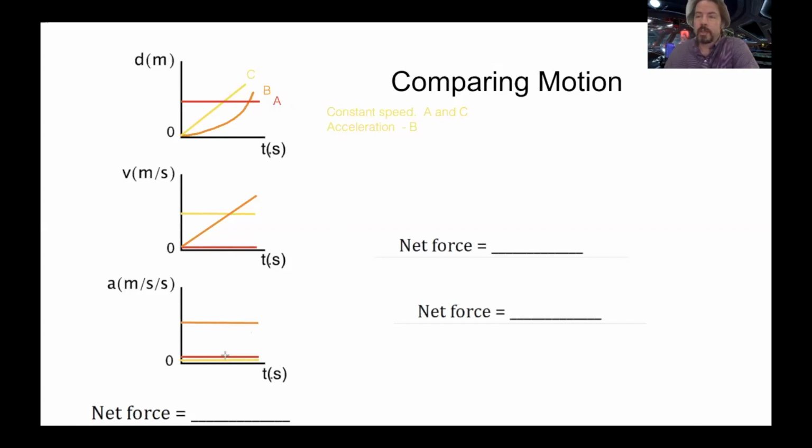So red and yellow must have 0 net force, while the orange one must have a positive net force.